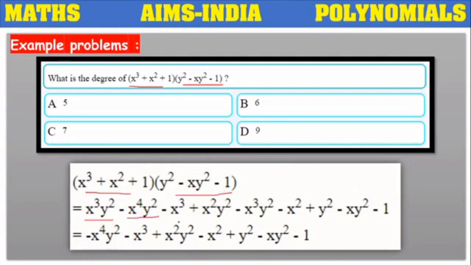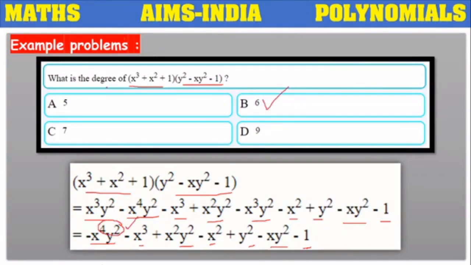Then we will get individual terms 1, 2, 3, 4, 5, 6, 7, 8, 9. Here 3 terms are there, here 3 terms are there. If you multiply all together, 9 terms we will get. After simplification, like this we can write 1, 2, 3, 4, 5, 6, 7. Similar terms we can add and subtract. After simplification, we will get 7 terms. Out of 7 terms, here 4 plus 2, 6. So this term has the highest degree. So the answer is 6.